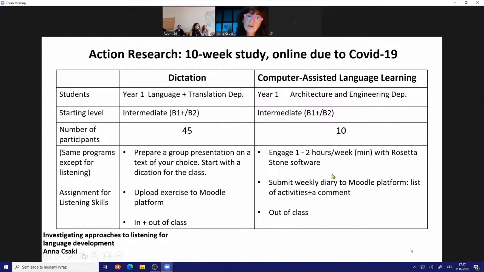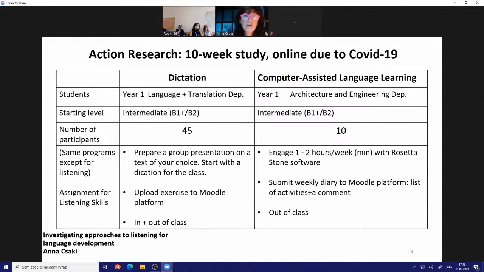The program was the same for both groups, except for the listening assignment. The assignment for the dictation group was to prepare a group presentation. I assigned the groups. There were 4 students per group, but they could choose the text, any text. Some groups chose poems, others novels, plays. One group even chose an advertisement.